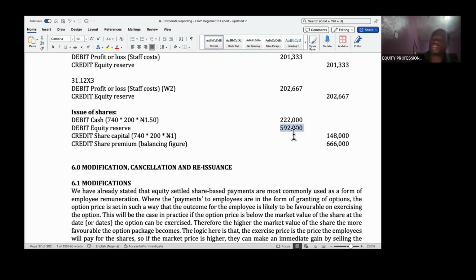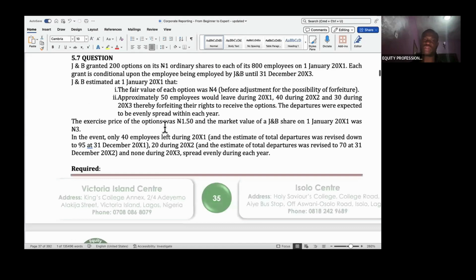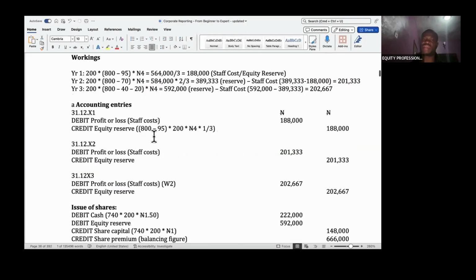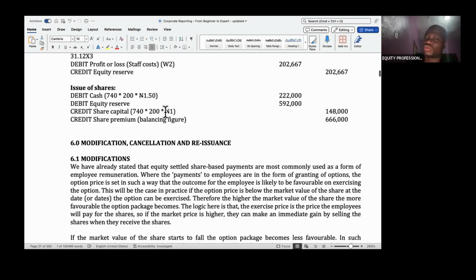Now, having debited my equity reserve, the corresponding credit should then go to share capital, because I will then issue shares to those employees. But what goes to your share capital account is restricted to the nominal value of those shares. So we have 740 employees. We are giving each of them 200 options multiplied by 1 naira, which is the nominal value. So whatever you take to share capital is always at nominal value. Multiply this, it gives us 148,000.